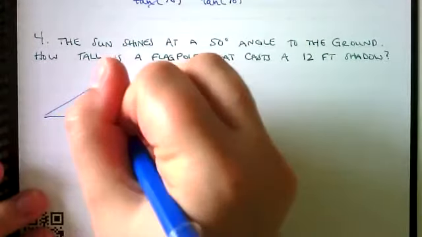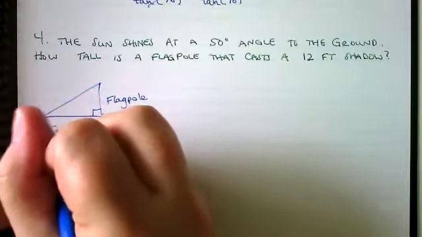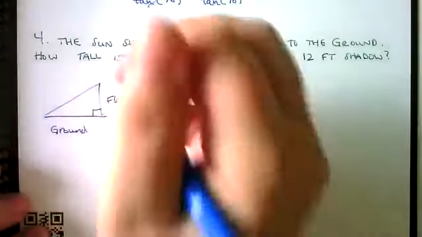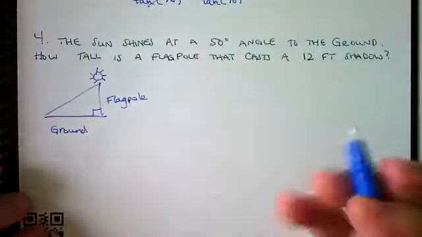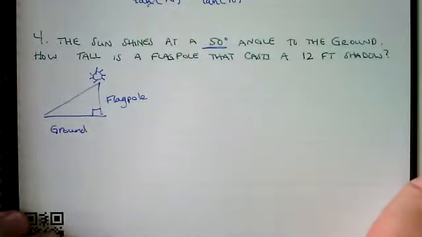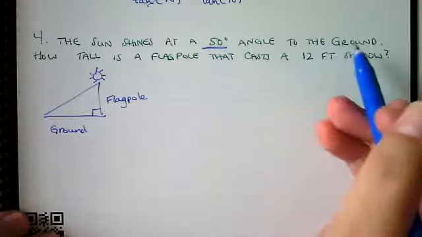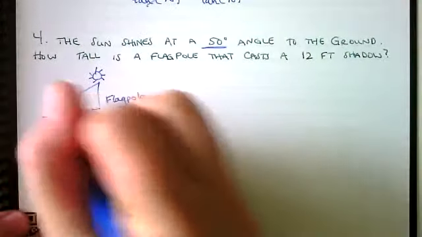Okay. So our flagpole is going to be over here. That's going to be standing straight up. We have the ground on the bottom, and then the sun is going to be over here. Okay, so look at the numbers that they give you. So I've got 50 degrees is the angle of the sun and the ground. So here is where the sun and the ground are meeting. So that's going to be 50.